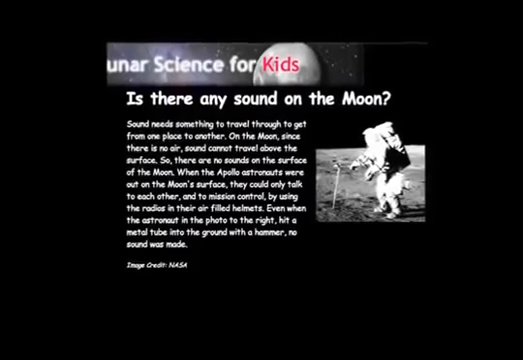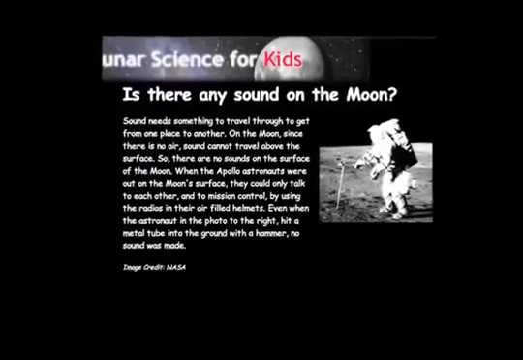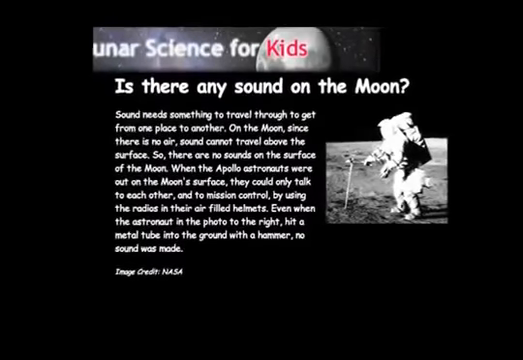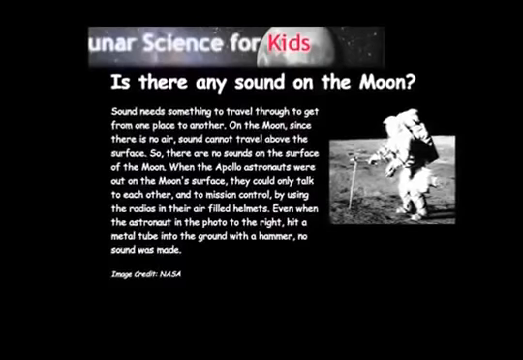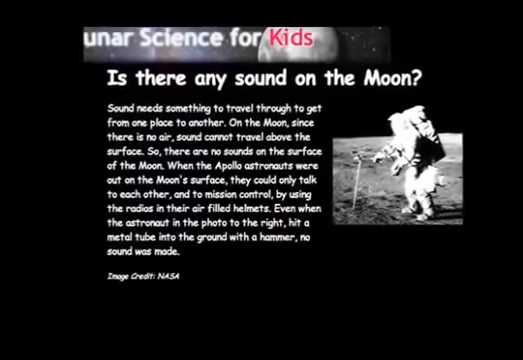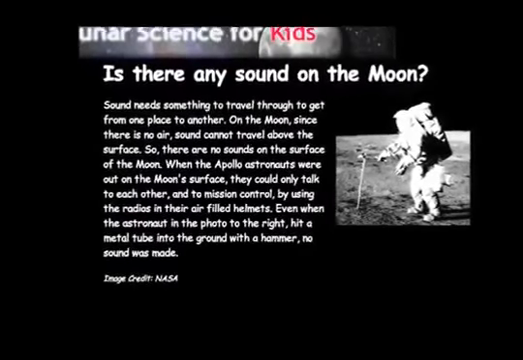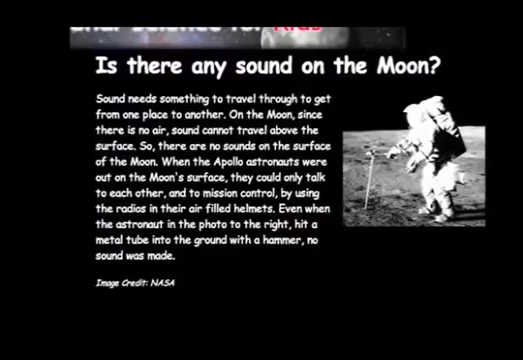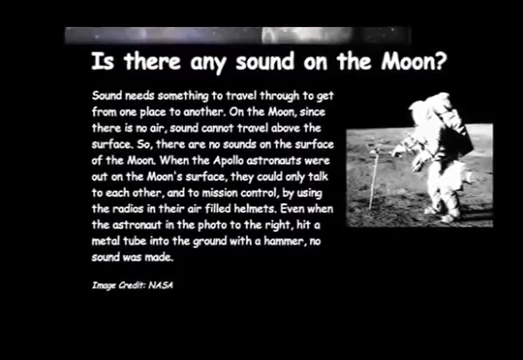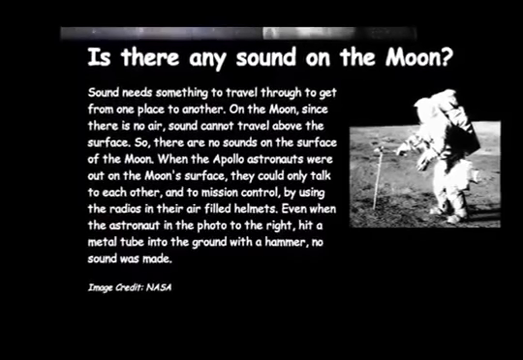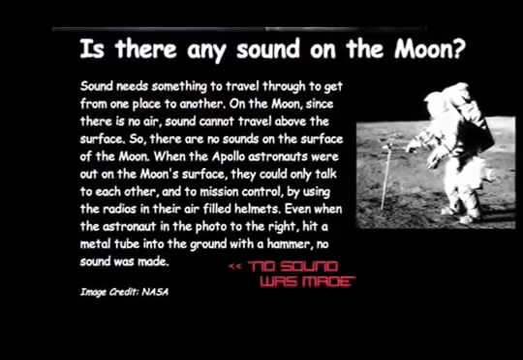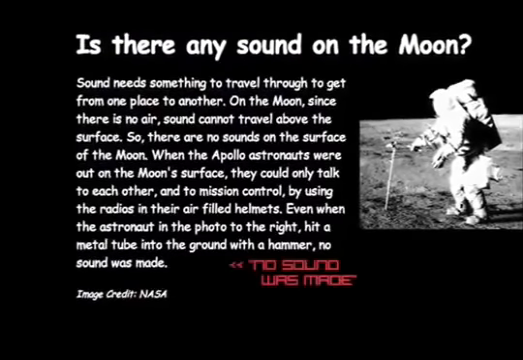And I quote, "Sound needs something to travel through to get from one place to another. On the moon, since there is no air, sound cannot travel above the surface. So, there are no sounds on the surface of the moon. When the Apollo astronauts were out on the moon's surface, they could only talk to each other and to mission control by using the radios in their air-filled helmets. Even when the astronaut in the photo to the right hit a metal tube into the ground with a hammer, no sound was made."